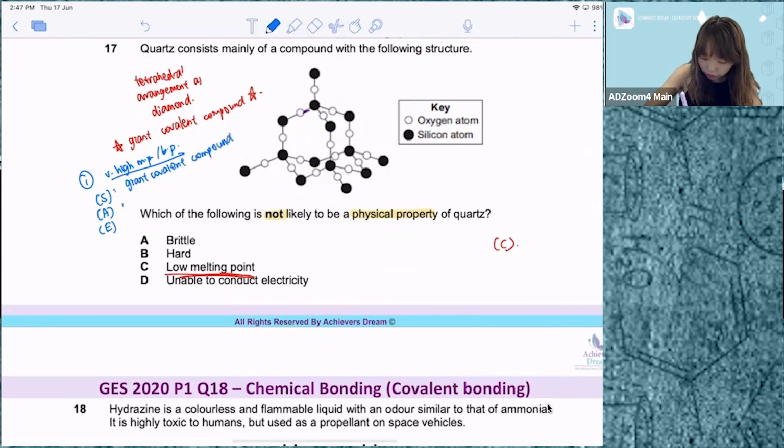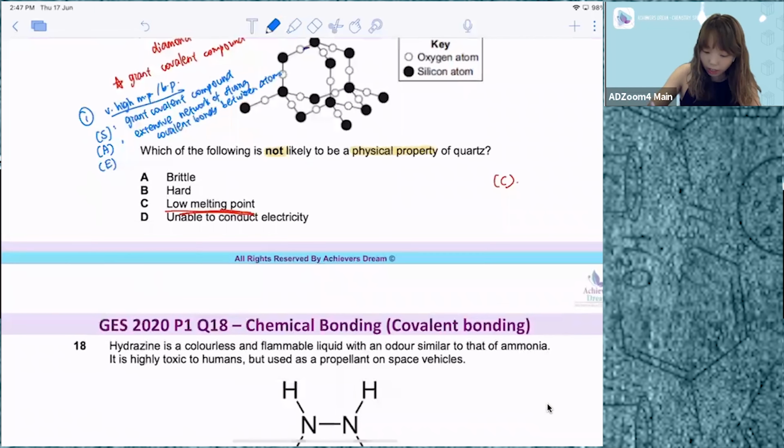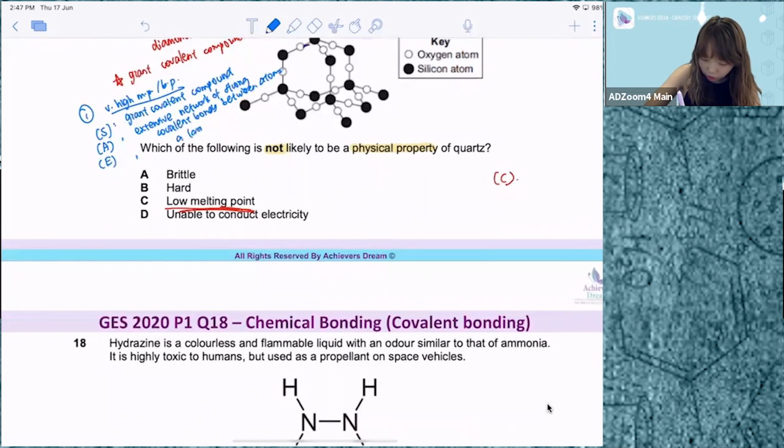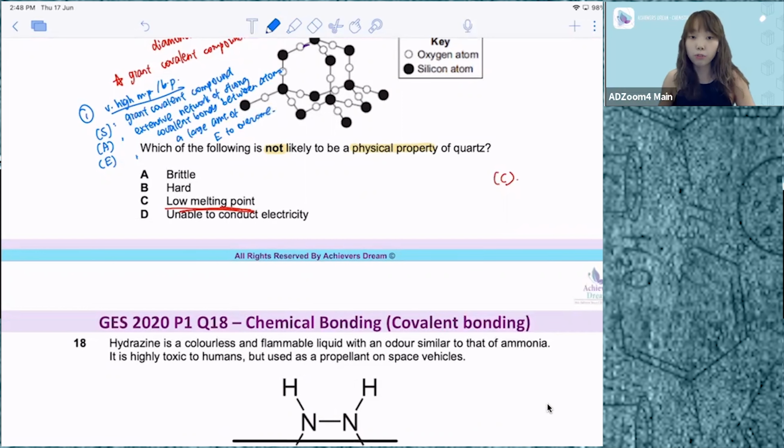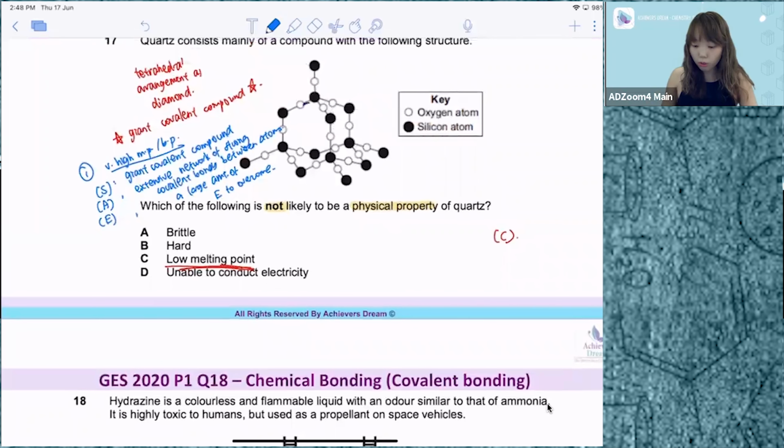For the attraction, there is an extensive network of strong covalent bonds between atoms. Therefore, you would require a large amount of energy to overcome and to break all this extensive network of strong covalent bonds. So for quartz, since we know it's a giant covalent compound, we should expect it to have a very high melting and boiling point.